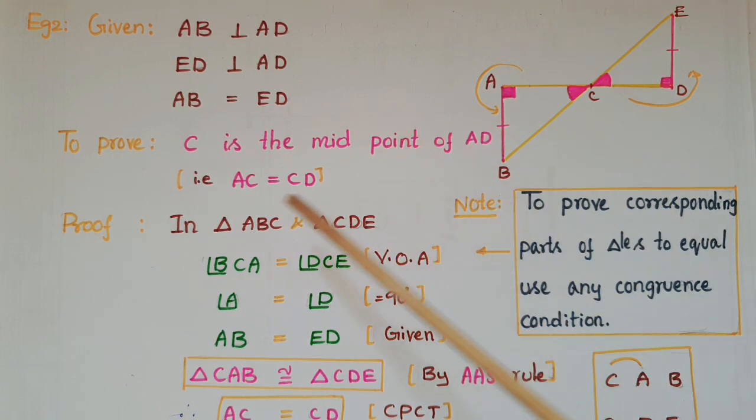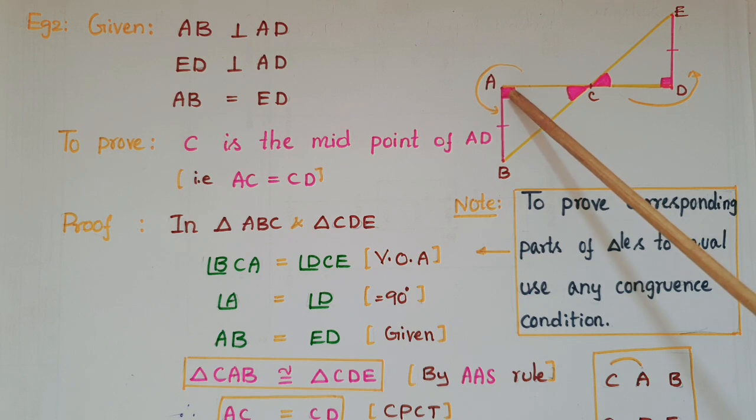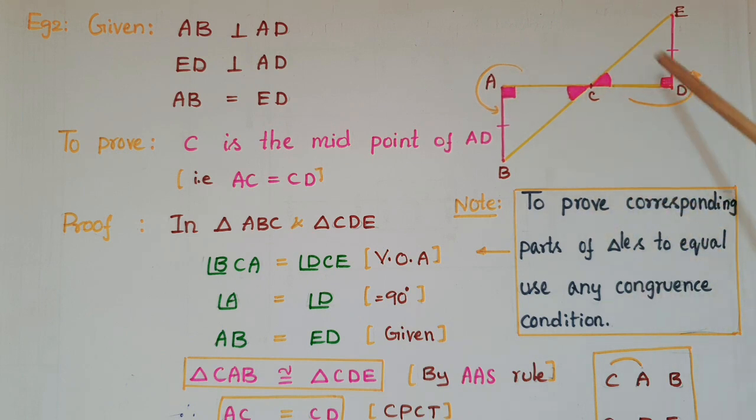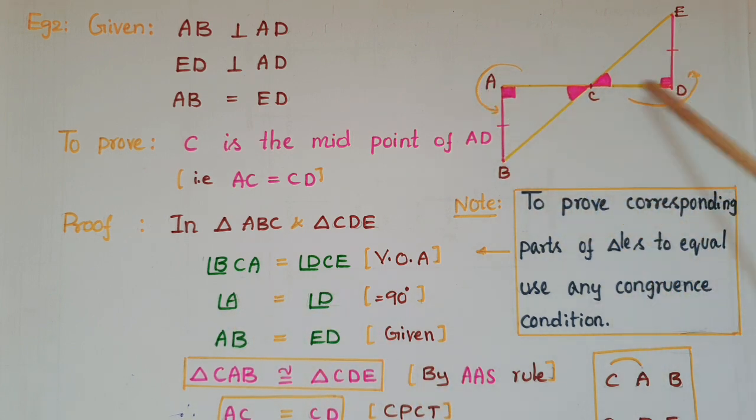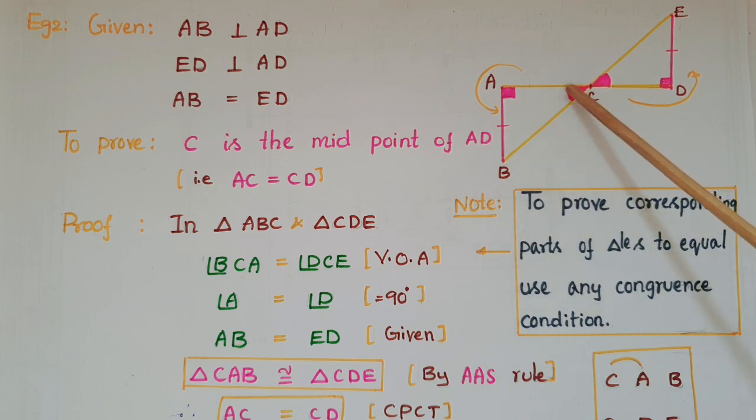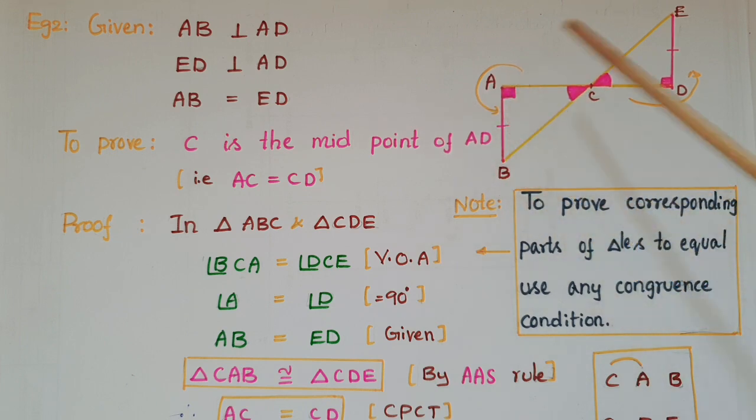So now in triangle ABC and triangle CDE, here this is perpendicular, so these two angles are equal in these two triangles. So right here angle A is equal to angle D and angle BCA is equal to angle DCE, because these two angles are vertically opposite angles, those are equal, we know that. And AB is equal to ED, this is given, so right here. So if you observe here, angle and side in this triangle are equal to angle and side of this triangle. So these two triangles are congruent.